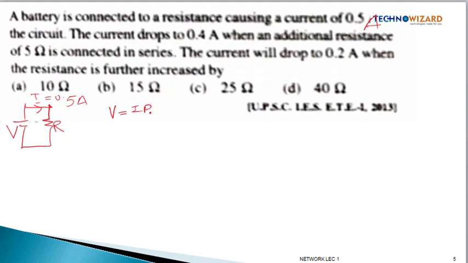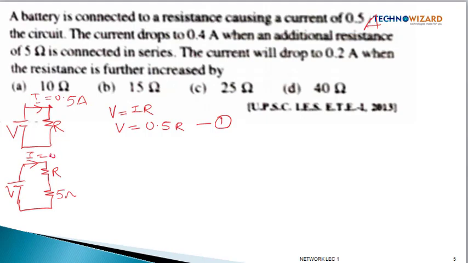V is equal to I into R, that is equal to voltage is equal to 0.5 into resistance. So this is equation 1. Next it is saying that the current drops to 0.4 ampere when an additional resistance of 5 ohm is connected in series. Okay, so this is our battery, this is already resistance R is there. Now we have connected an extra resistance of 5 ohm, right?